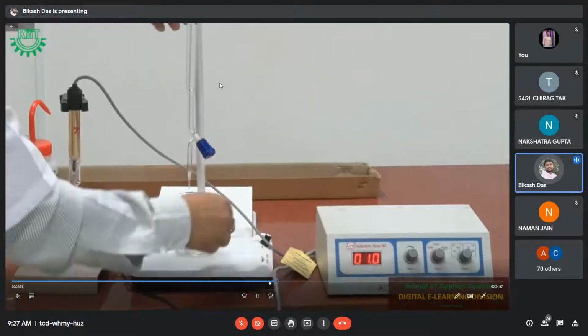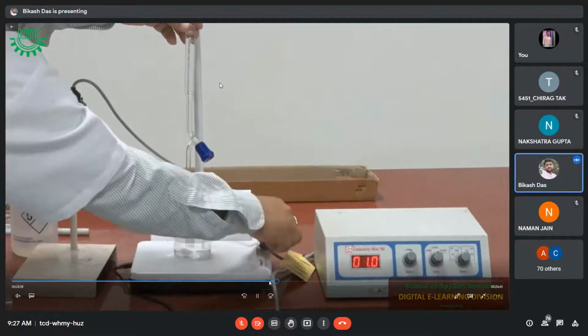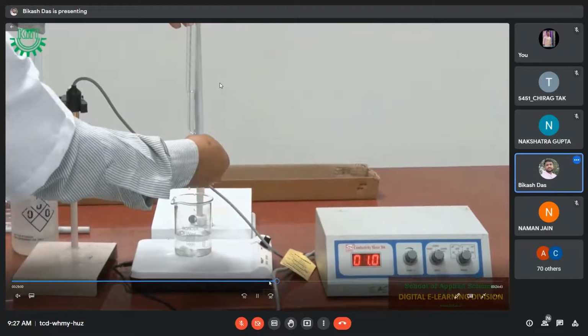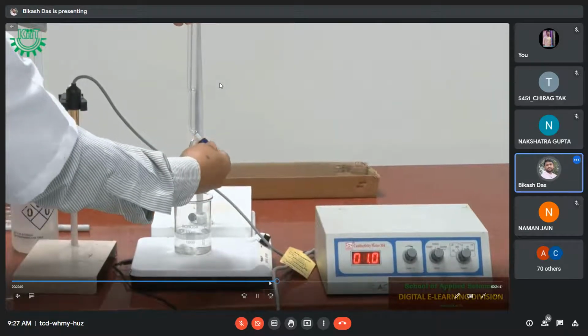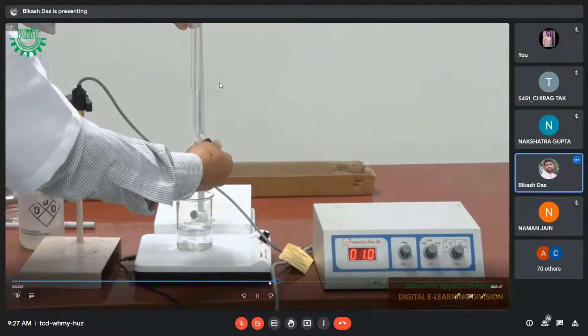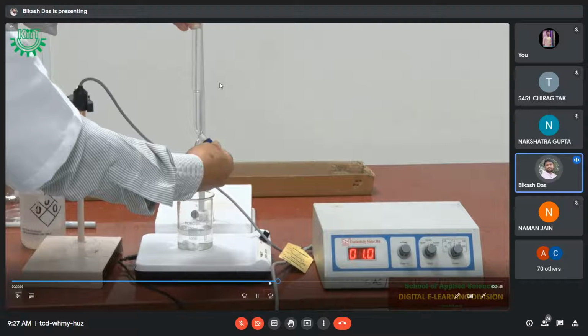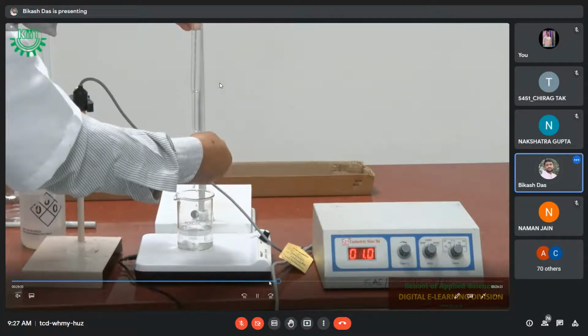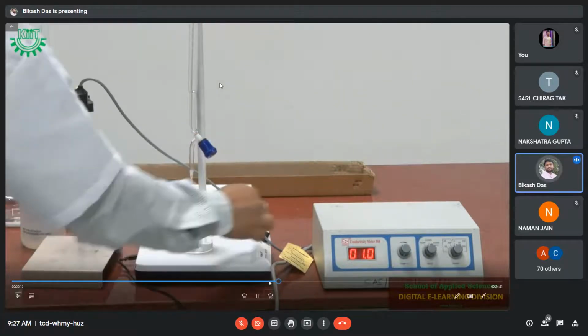Next, add another 1 ml. Look at this observation carefully, see how much it will be. Another 1 ml sir is going to add. Mix it.